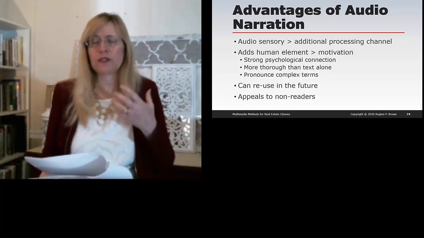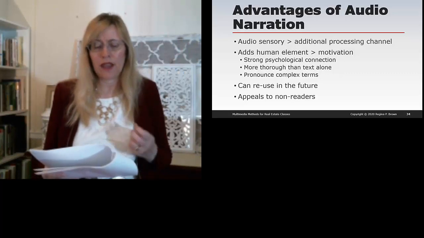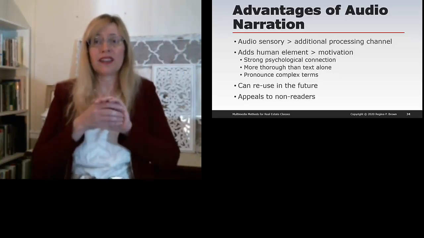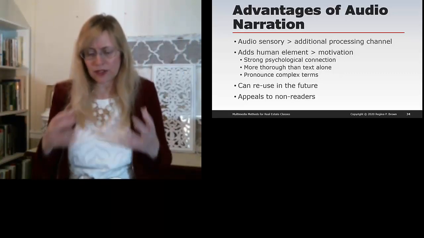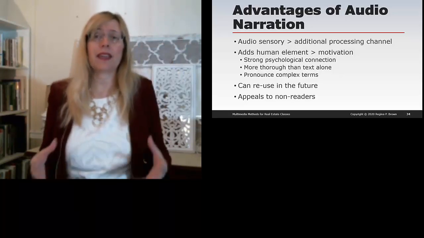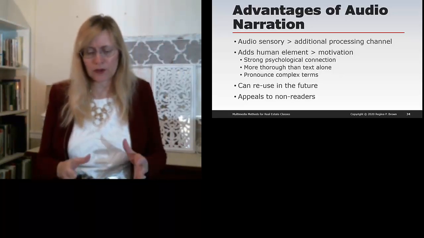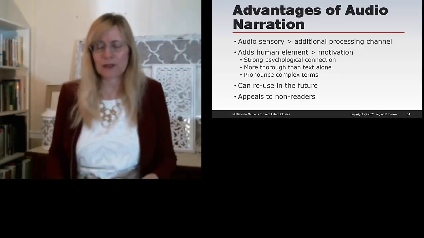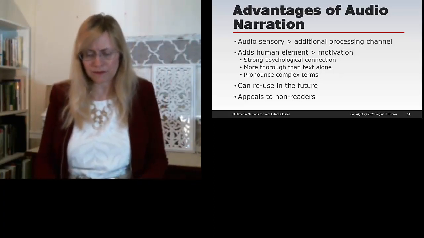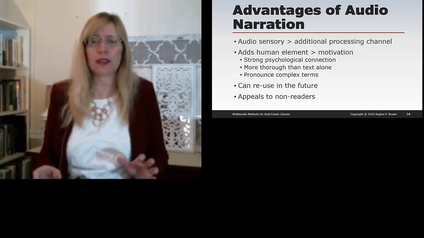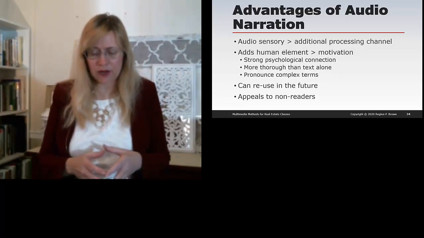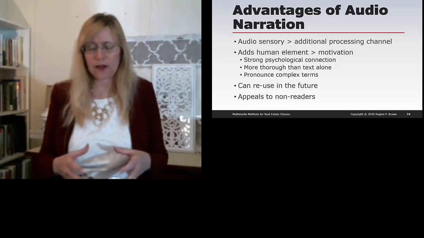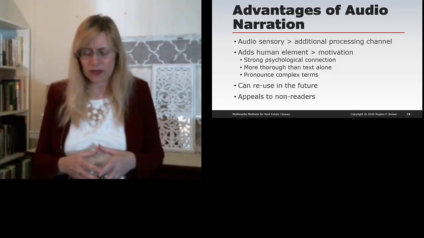Second, human voice adds a strong human element and a psychological connection for students, which leads to motivation and accountability. For a student, hearing a real person's voice is the next best thing to seeing a live instructor. A friendly and calm, yet energetic voice can bring both vitality and authority to the lesson.